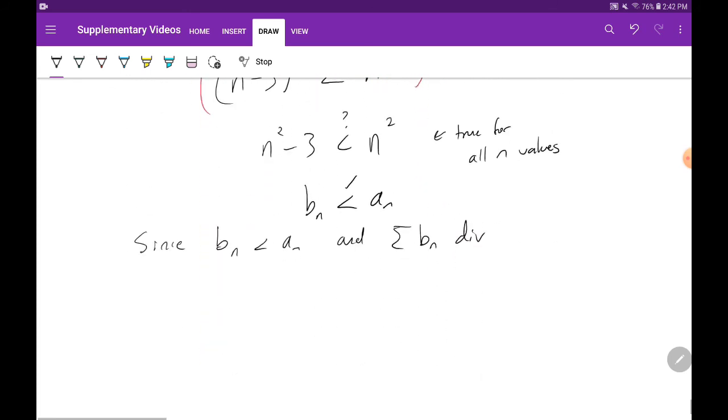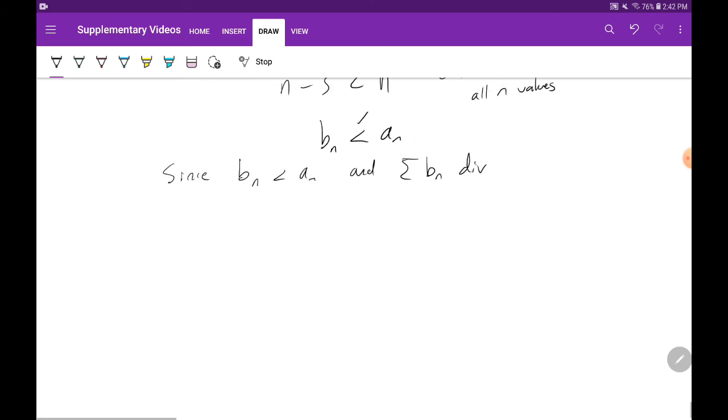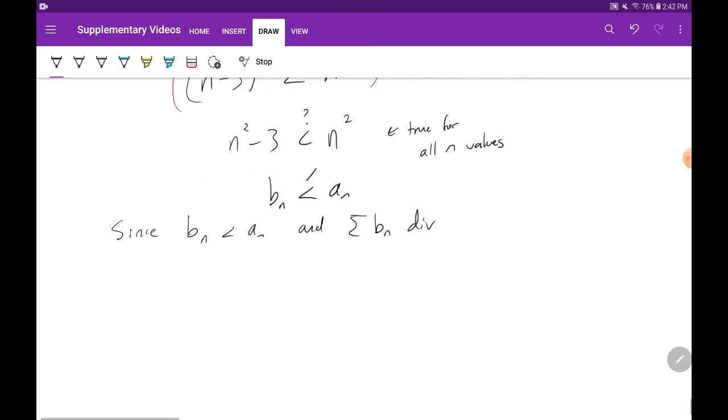So we don't need to say why b sub n diverges again, but we just have to state that b sub n diverges. So the sum of a sub n, the one that we're trying to figure out, also diverges. And how do we know? By DCT. And this is your final line.